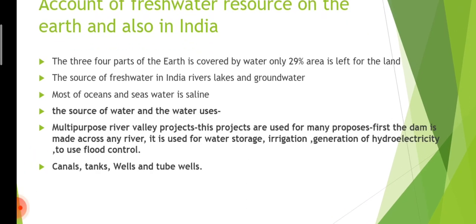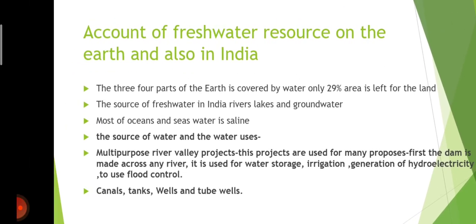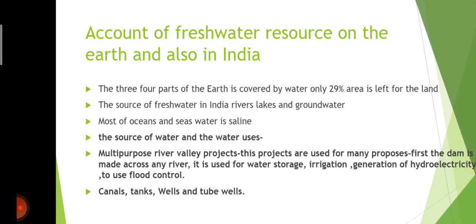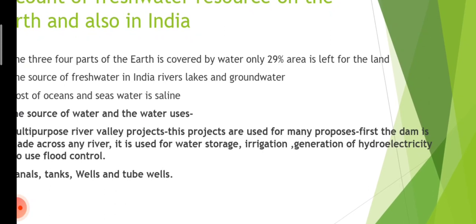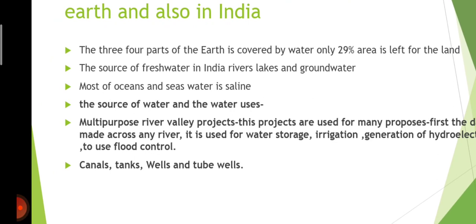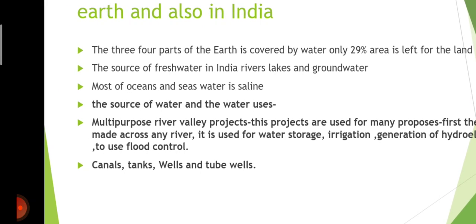Now we will see the account of freshwater resources on the earth and also in India. Three-fourths of the earth is covered by water. Only 29% area is left for the land. The sources of fresh water in India are rivers, lakes and underground water. Most of the oceans' and seas' water is saline.